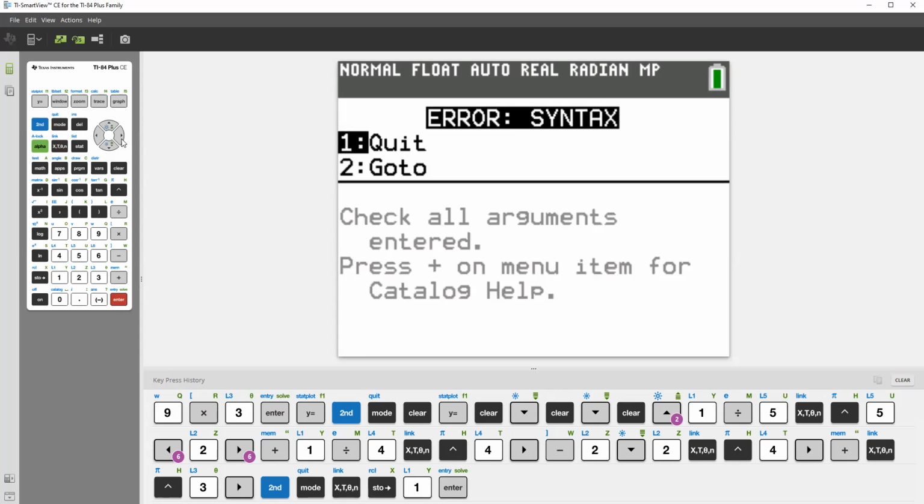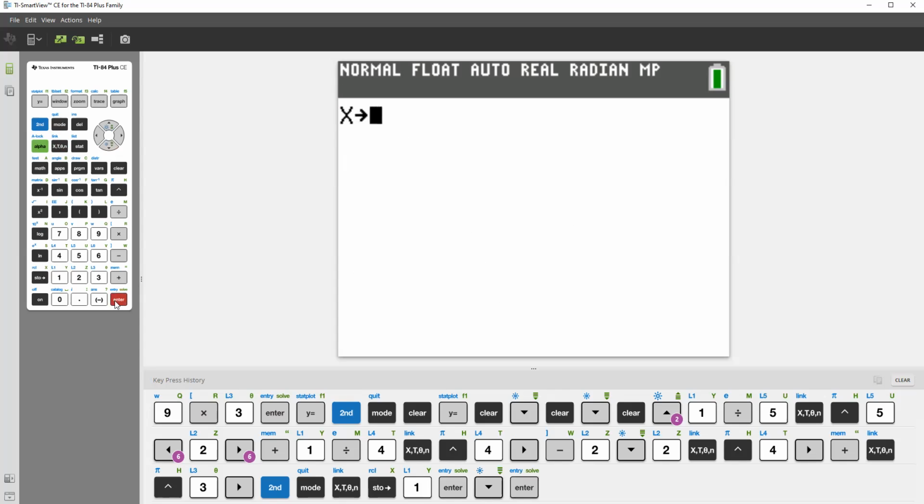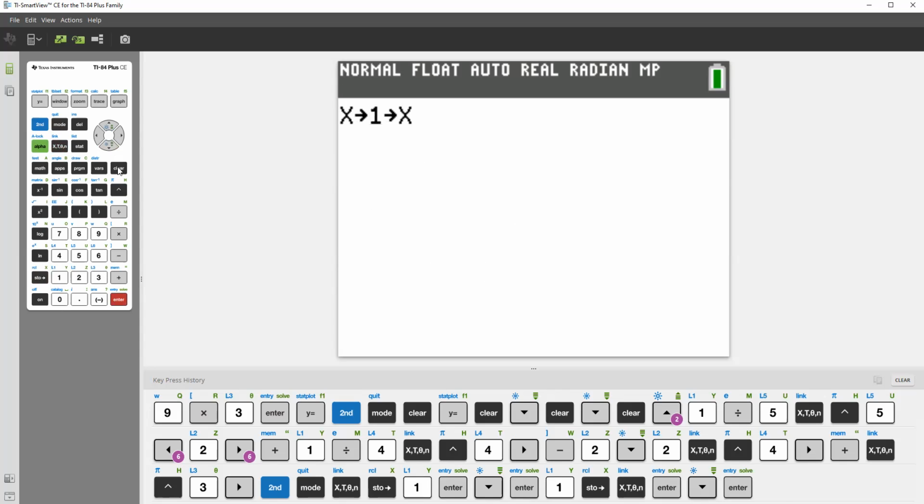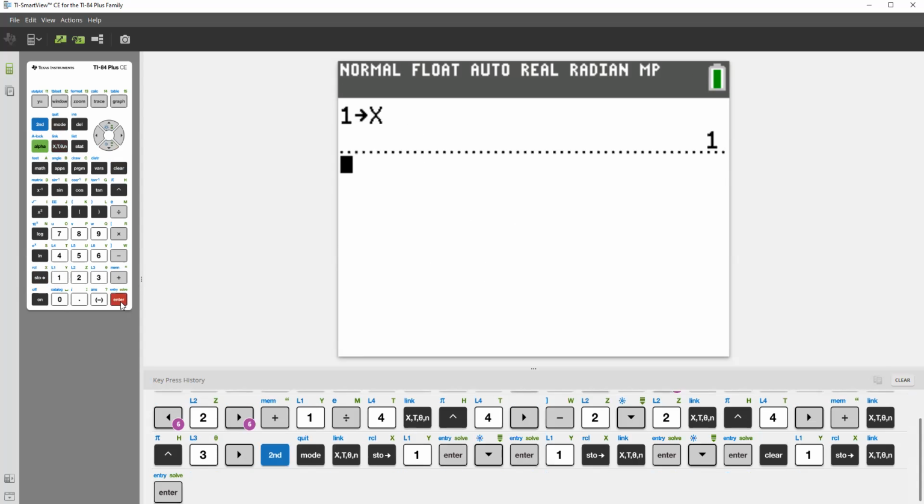Oh dear, that's not good. Is it 1 store for X? Hang on, let me see. Okay, clear that out. Let's try. Did I do it backwards? I'm dyslexic. Yes, okay. So back that up and try it again. You could just clear it out. It has to be 1, and then we have to store that for X.